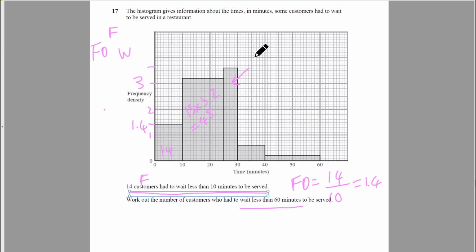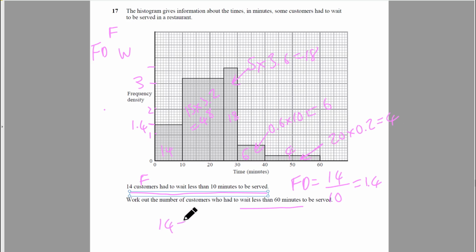That looks like it's 3.6. So 5 times 3.6 equals 18. That's 18 here. We've got 0.6. 0.6 times 10, the class width. So that box is worth 6. And this one is 20 times 0.2, which is 4. So that box there is worth 4.